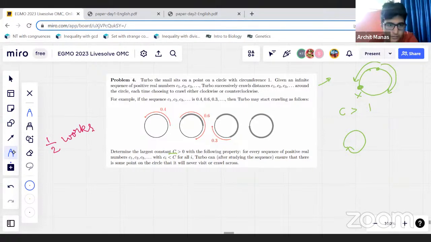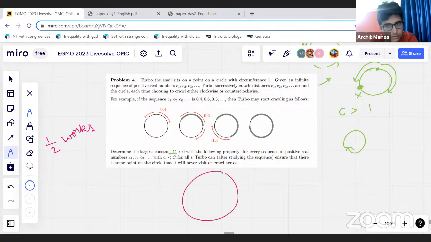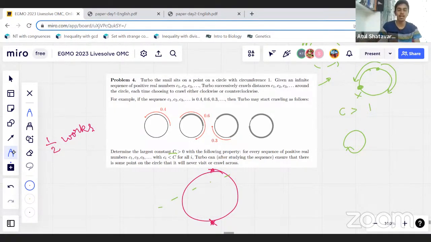Anything less than half surely works, it's the bound, right? Because it's so close. So for less than half, he just goes there and returns along the same arc and then he never visits anything over here. If you start here, you just split it into two parts and one part it never visits. Like if you're in the left half, you just move over to the right. If you're in the right half, move over to the left.